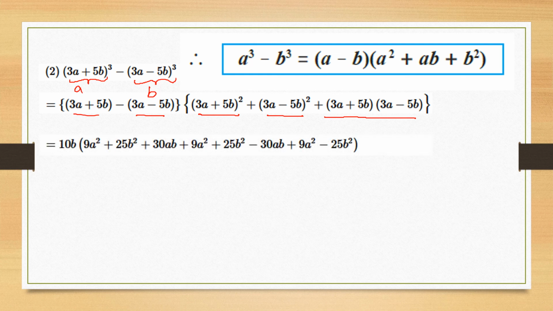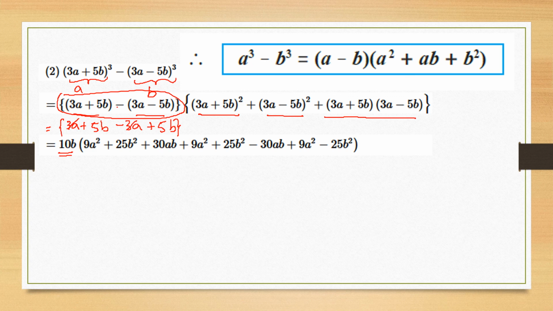Now if you see in the next step, pay attention in the first bracket. So this first bracket here, this part, we open up the brackets inside. So this will be 3a plus 5b minus 3a, and this minus and minus will be plus. So this becomes plus 5b. Now your plus 3a minus 3a will get cancelled, and you are left with inside the bracket 5b plus 5b, and 5b plus 5b will give you 10b. That is how we get this 10b here.